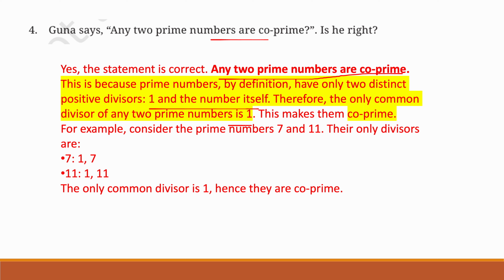This makes them co-prime. For example, consider the prime numbers 7 and 11. For 7, the only factors are 1 and 7. For 11, 1 and 11. The only common divisor is 1. Hence, they are co-prime.